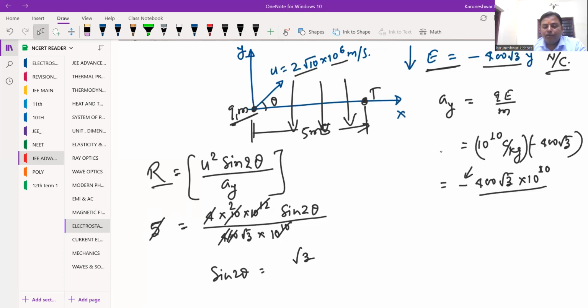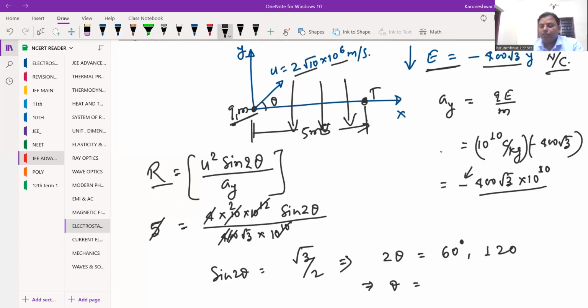If sine theta, this would be first point, this would be second point also. But if it is in first quadrant, it will be 60 degree, because sine 30 we know that half. So sine 60 it is root 3 by 2. So here 2 theta we can write here it is 60 degree, or it will be 120 degree.